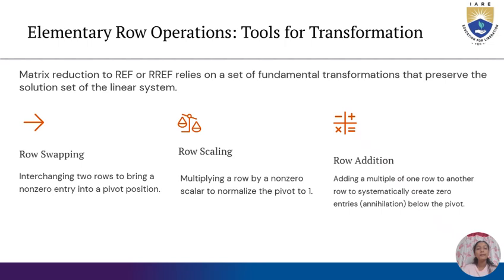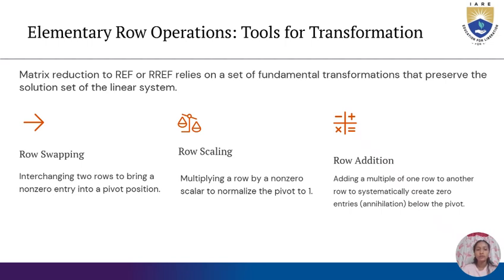Coming to elementary row operations, tools for transformation. Matrix reduction to REF or RREF relies on a set of fundamental transformations that preserve the solution set of the linear system. Here we can see three types. One is row swapping, second is row scaling, and third one is row addition.